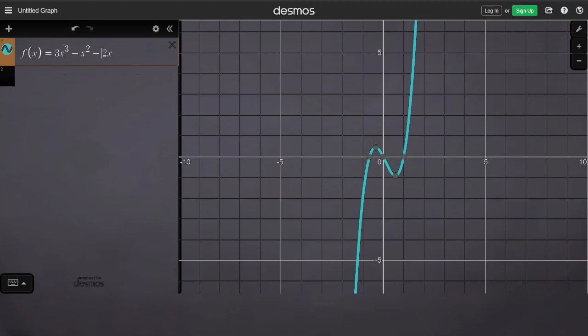Let's take a look at f of x equals 3x cubed minus x squared minus 2x. It's a nice cubic function. Looks kind of similar to the one that we were working on by hand.